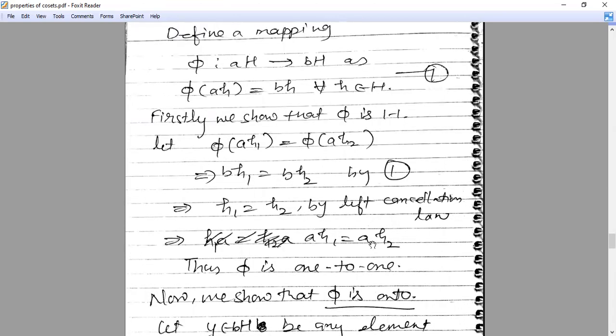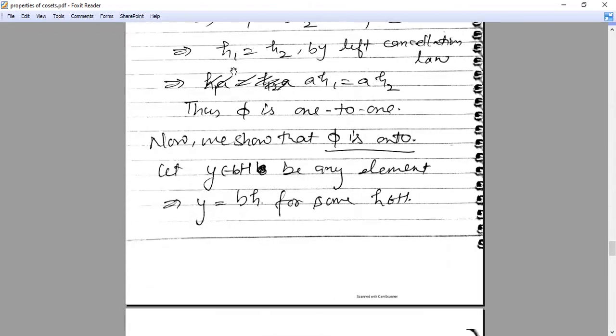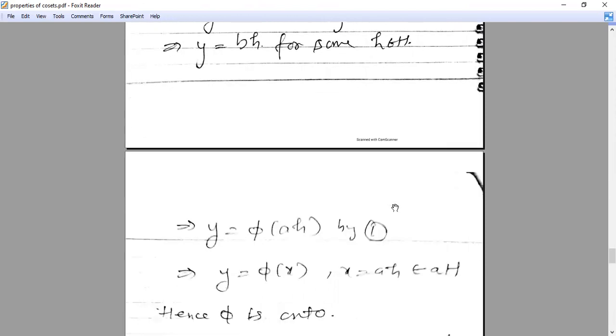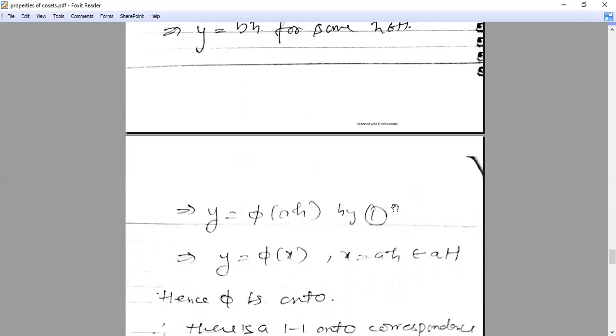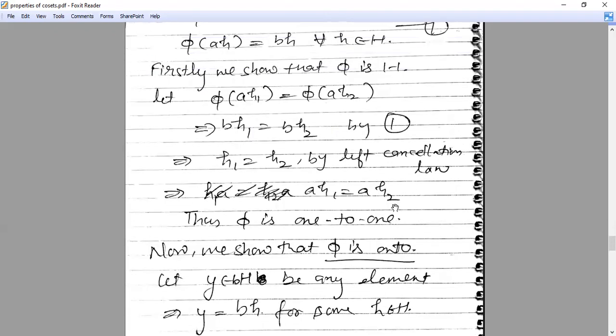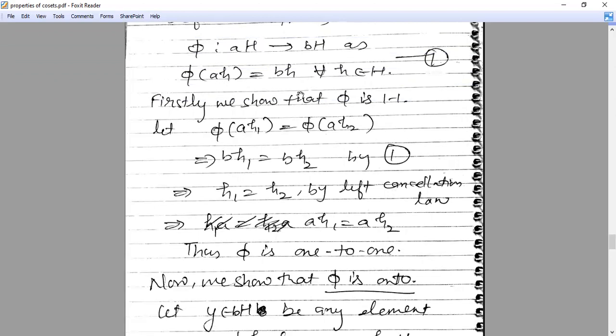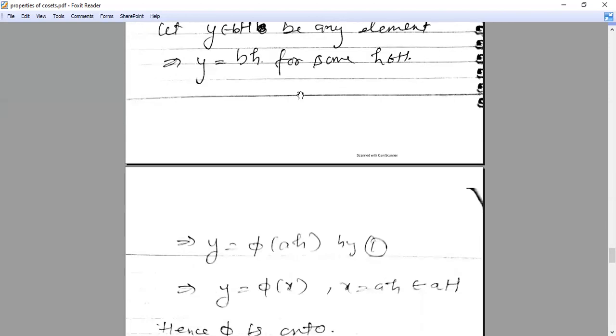So your phi was from aH to bH. If you want to show that phi is onto, that means you have to prove that for every element here there exists a pre-image here. So let y belonging to bH be any element. If y belongs to bH, that means y can be written as b into h for some h belonging to H. y is equal to bh. So from this definition of phi, phi of ah is equal to bh. So you have taken bh. This y is equal to bh.